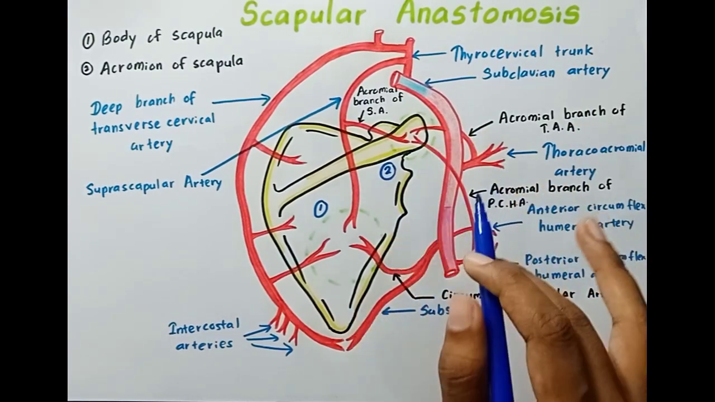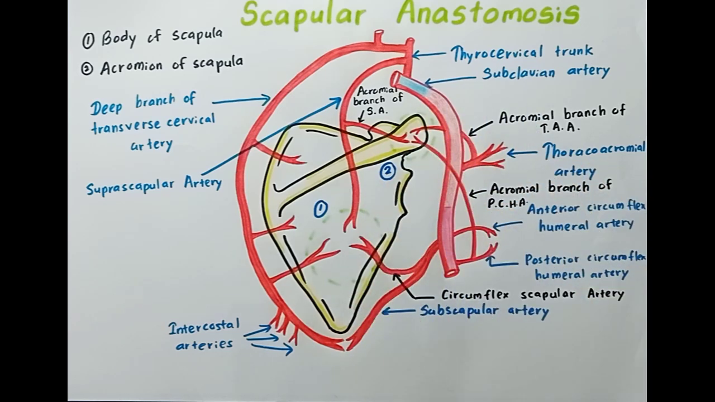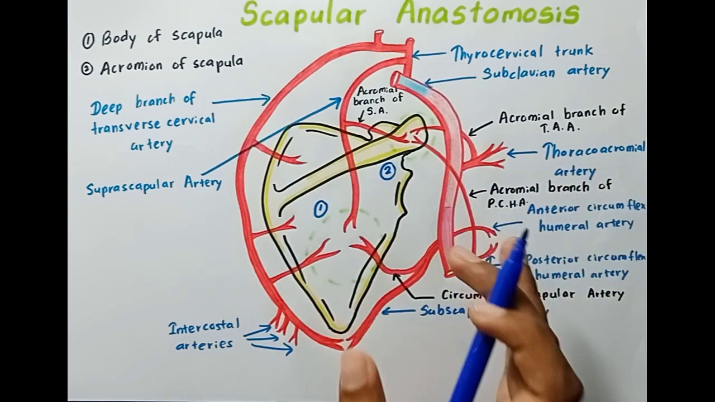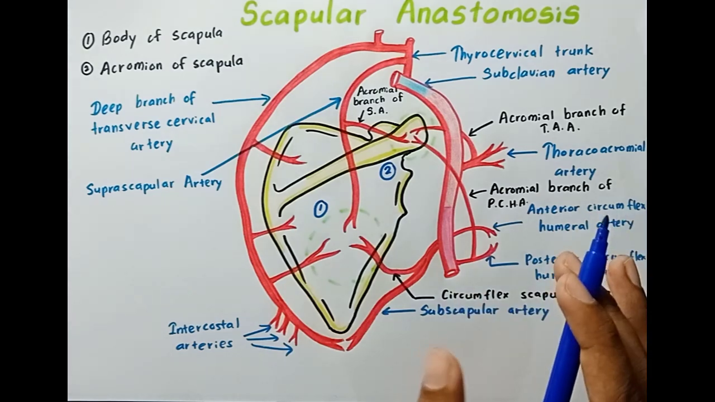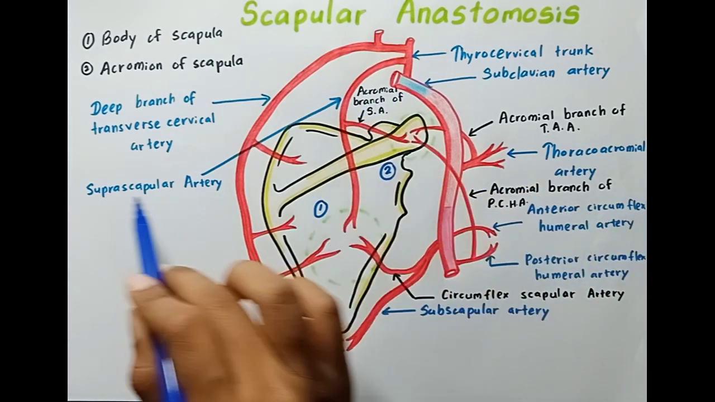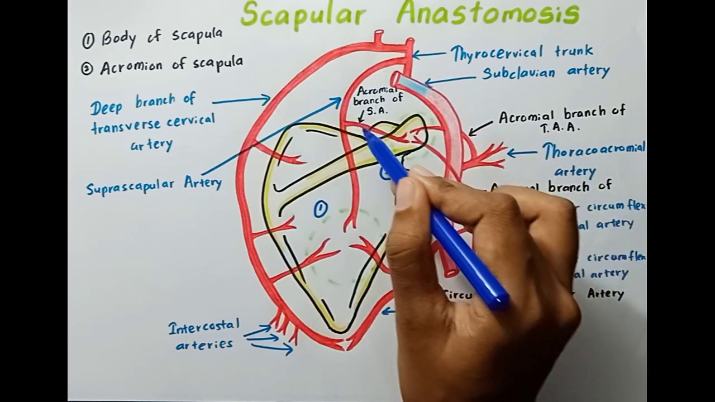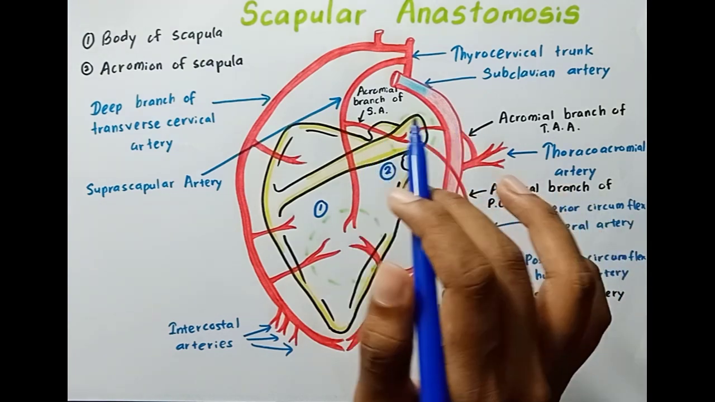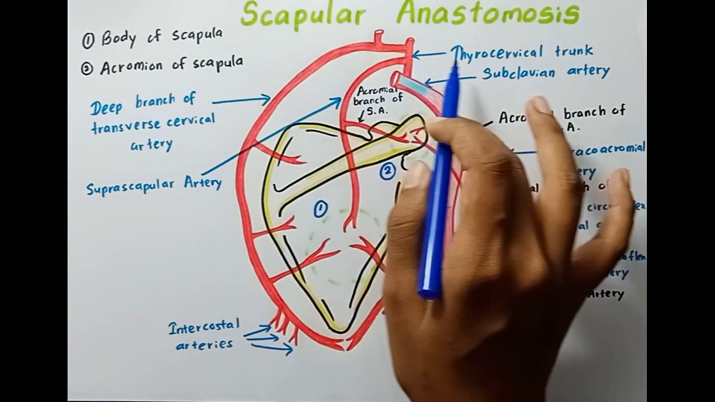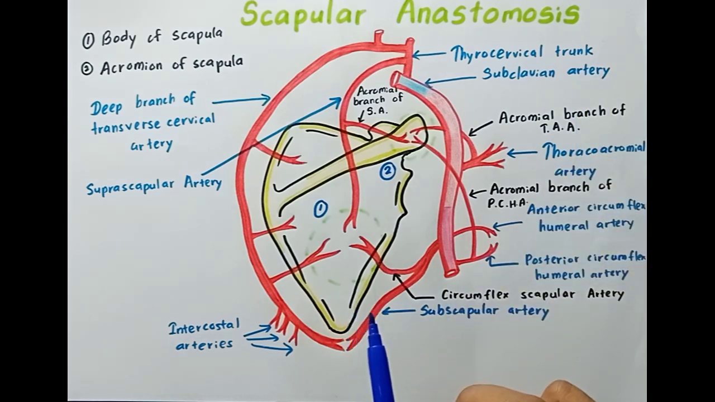So now let's talk about the anastomosis around the acromion of scapula. So this acromion is the bony projection of the scapula, the highest point of the shoulder. And the key arteries involved in the acromial anastomosis are, first one is acromial branch of suprascapular artery. Here you can see that acromial branch of suprascapular artery. So the suprascapular artery originates from the thyrocervical trunk, and it is a branch of subclavian artery.